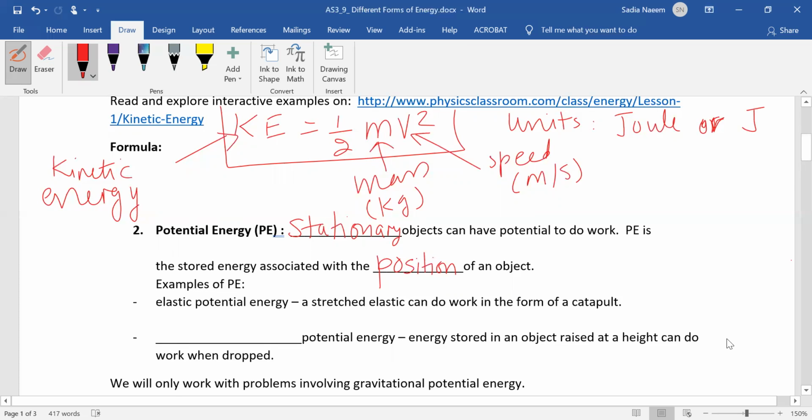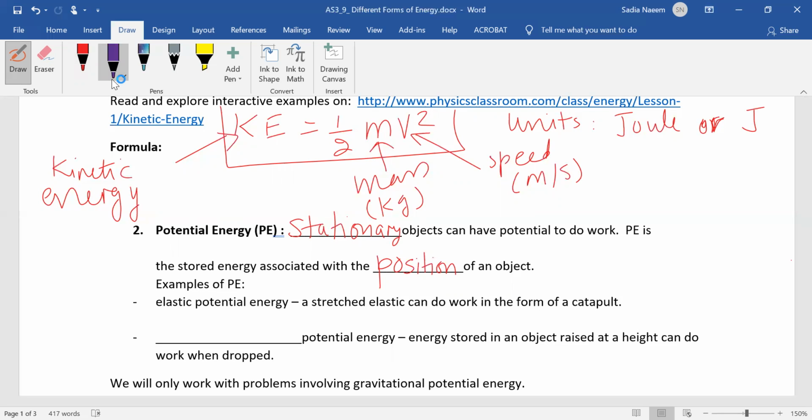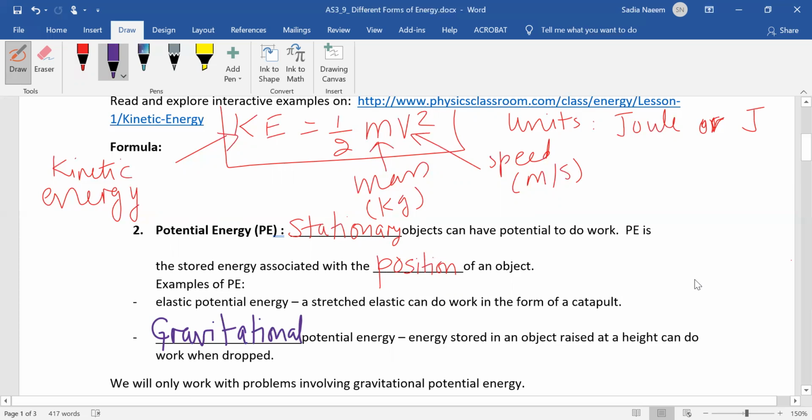So let's fill this out. This last blank here says the energy stored in an object raised at a height can do work. That is the gravitational, like in a water dam. All right.